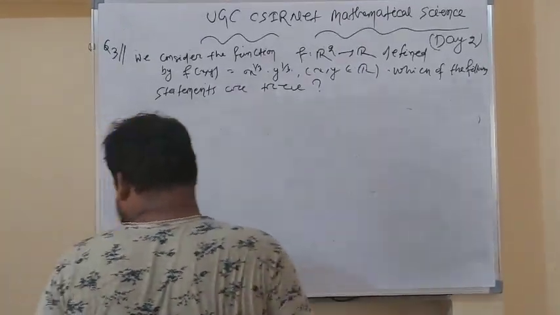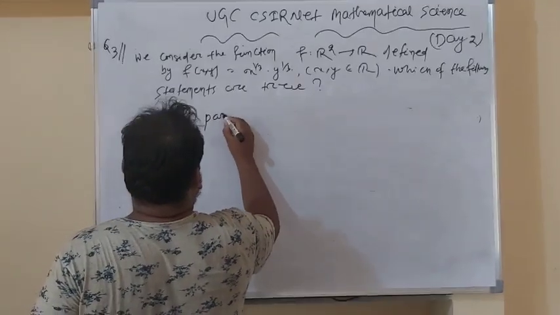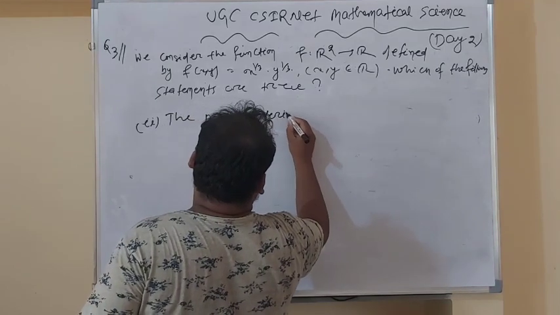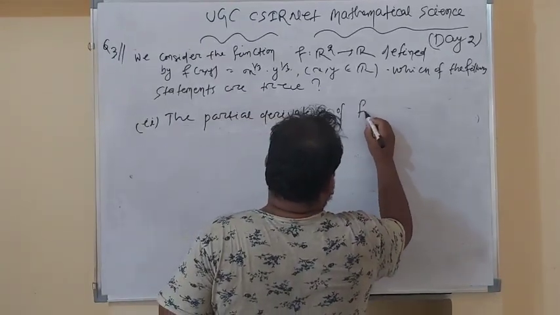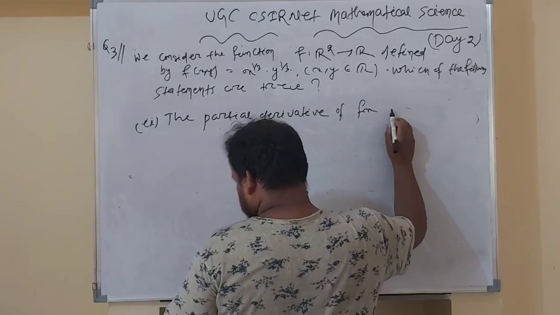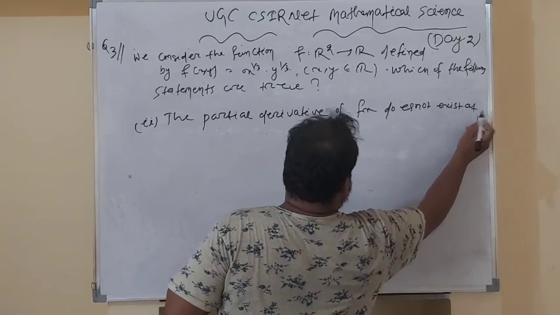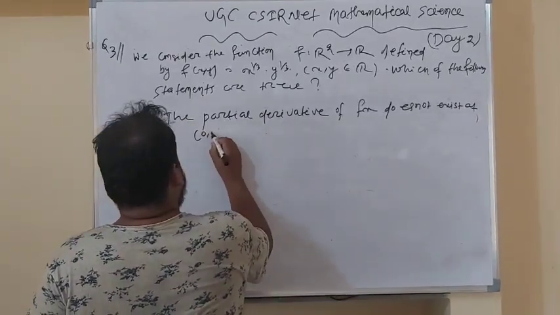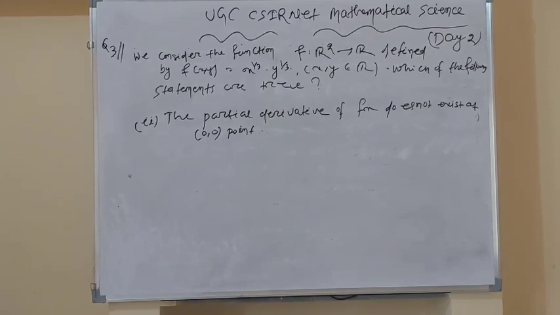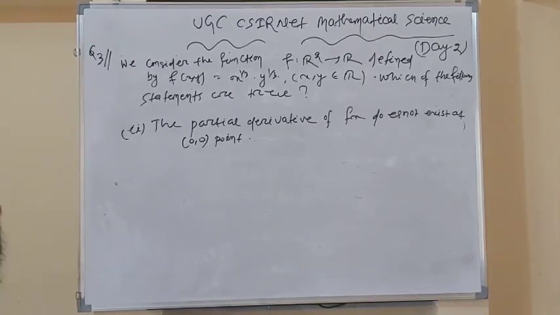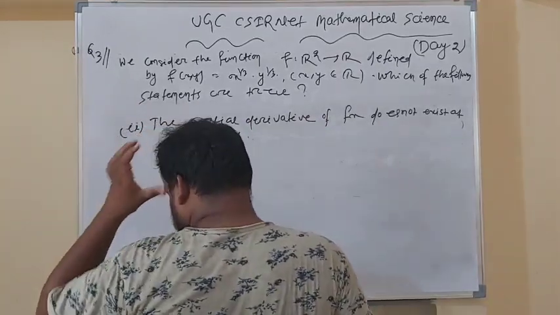Second option: the partial derivative of function f(x) doesn't exist. The partial derivative of function f(x) does not exist at the point (0,0), and the function is continuous at the point (0,0).